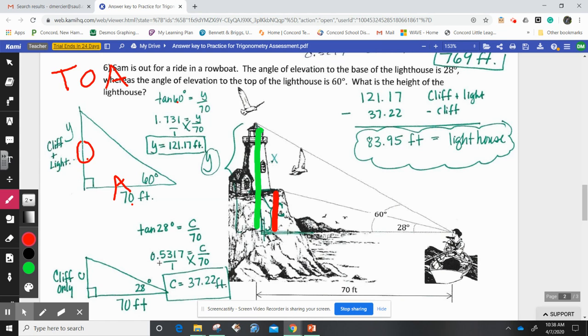All right, so it's going to be the tangent again, because this is going to be my opposite. That's going to be my adjacent. So I'm going to do the tangent of 28 equals my variable right here, which we chose C for cliff. And I'm going to cross multiply it. I'm going to get this little green part right here to be 37.22. So this whole length is 121, and this length is 37.22, and we're just going to subtract the two to get my answer.